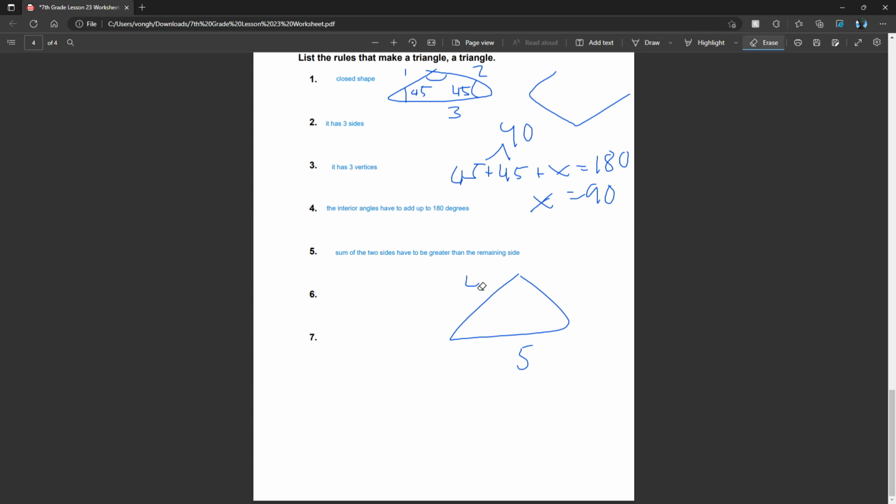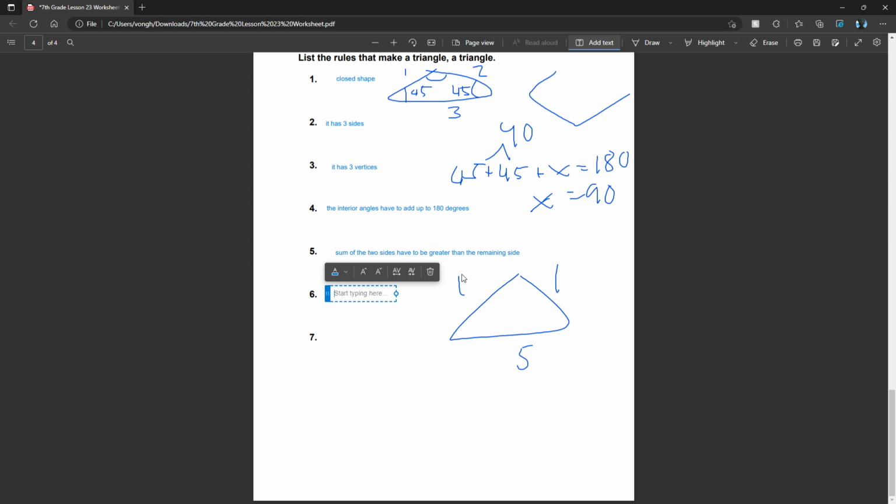But imagine if this was just 1 and 1 right here. 1 plus 1 is 2. That's less than 5. So if you're given sides like this, that's not going to be a triangle. So yeah. Next one, the number 6.